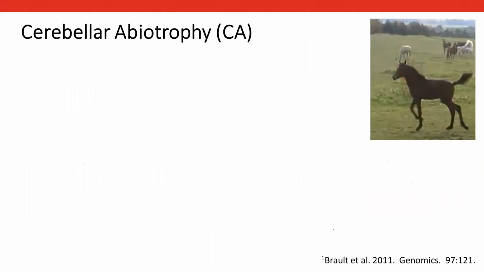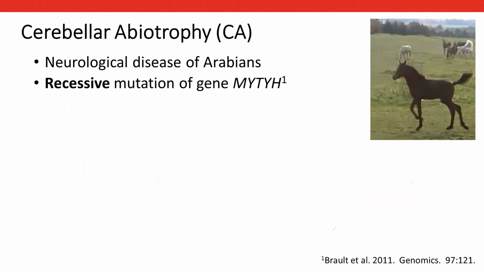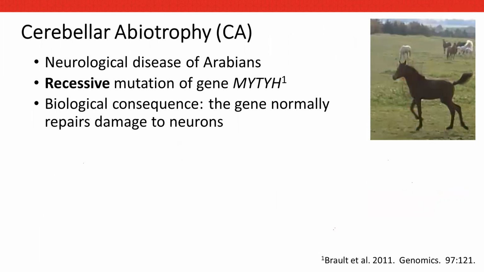So continuing with the Arabian trend, cerebellar abiotrophy, or CA, is next. It is a neurological disease. It also is recessive, and in this case, it's a mutation in the gene called MUTYH. And this gene is usually active in repairing damage to neurons, and specifically cells that are called Purkinje cells in the cerebellum of the brain. If this gene is mutated, if you have the recessive genotype, the brain can't repair itself properly. And that portion of the brain is related to coordination.